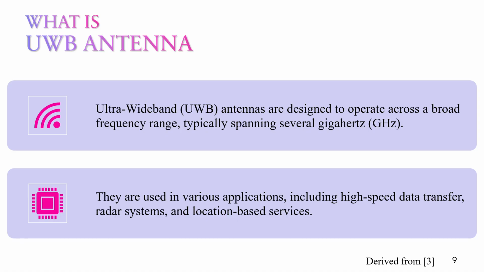Now, what is an ultra-wideband antenna? These are antennas that are designed to operate across a broad frequency range, typically spanning several gigahertz. Their range can be generalized from 3.1 GHz to 10.6 GHz. They are used in various applications including high-speed data transfer, radar systems, and location-based services.